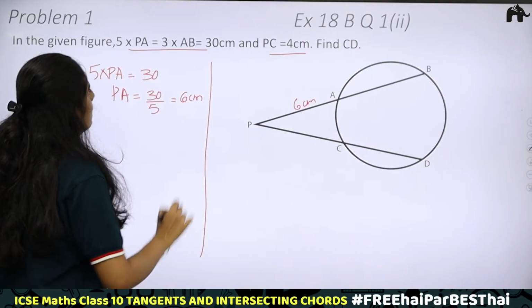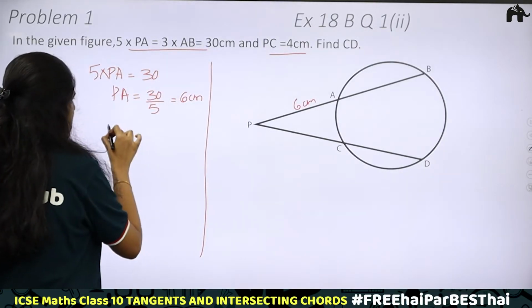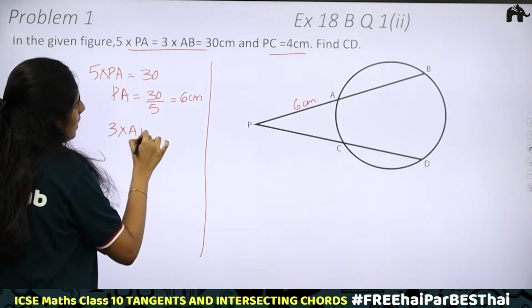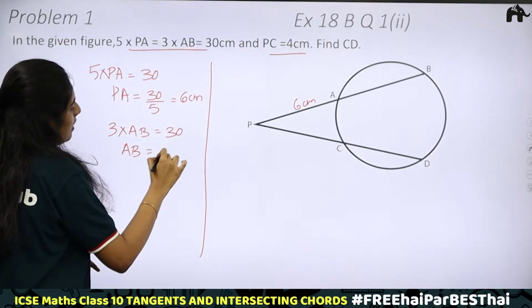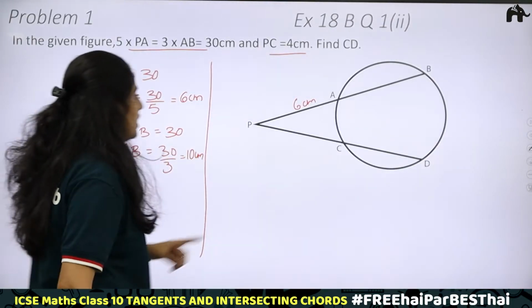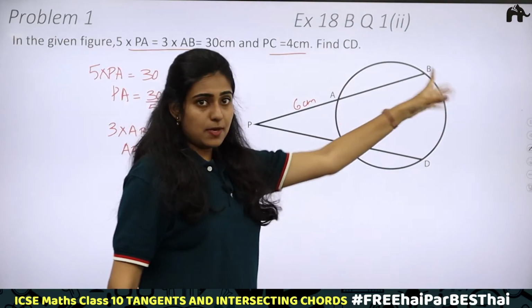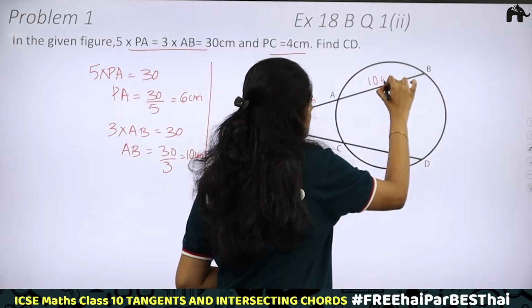PA, this length is 6 centimeter. Okay. Then we have 3 into AB is also 30 centimeter. 3 into AB is equal to 30 centimeter, which means AB is equal to 30 divided by 3 and that is 10 centimeter. AB is this part, that is the length of the chord. Length of chord is 10 centimeter.